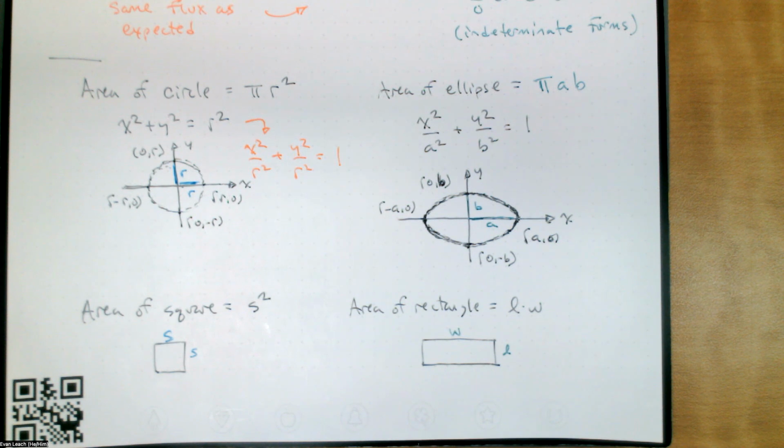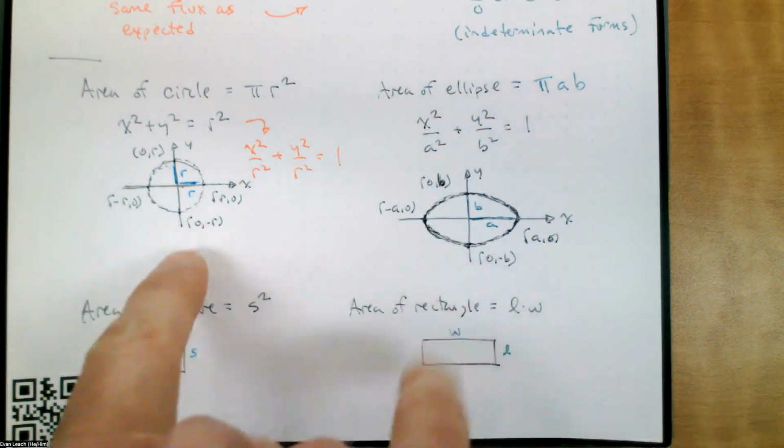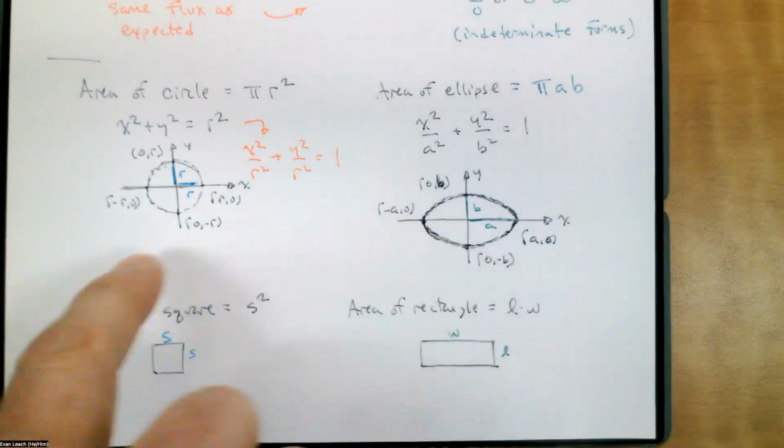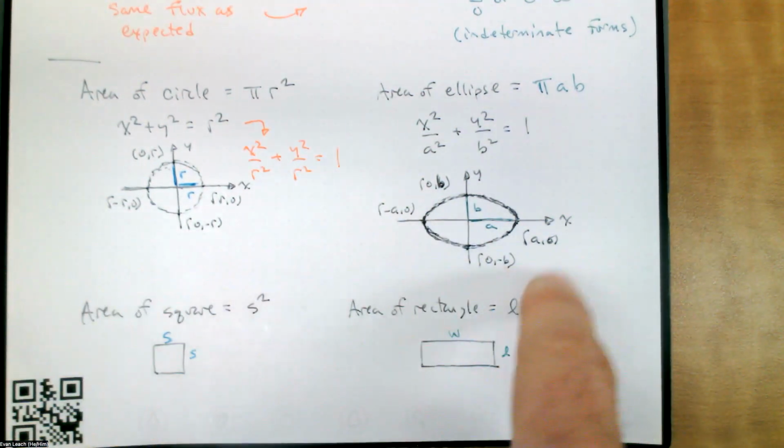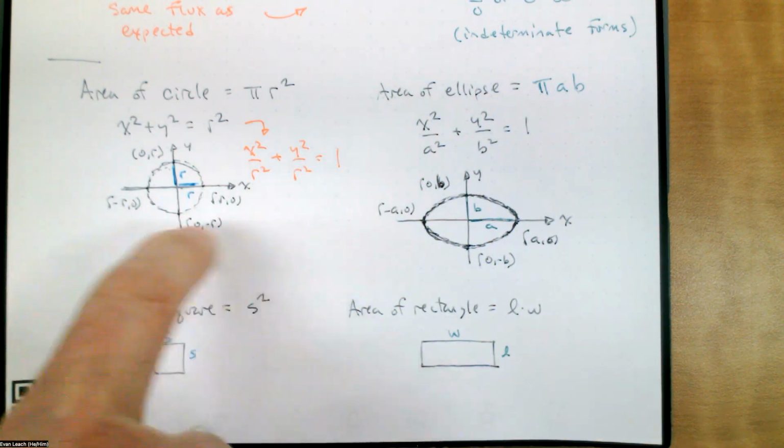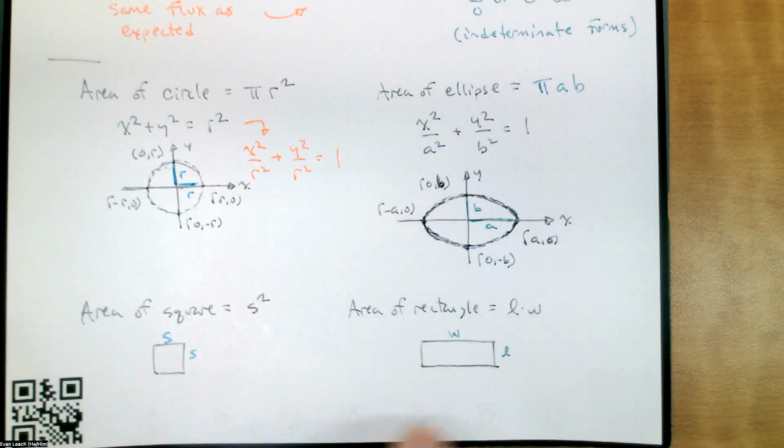Any questions? So we think of a circle as its own thing, but really a circle is just a special ellipse where everything's the same. Just like a square is a rectangle where everything's the same. A square is just a boring rectangle, just like a circle is a boring ellipse.